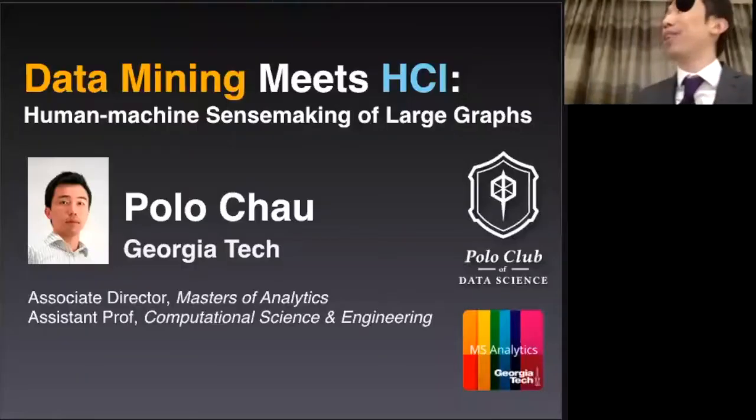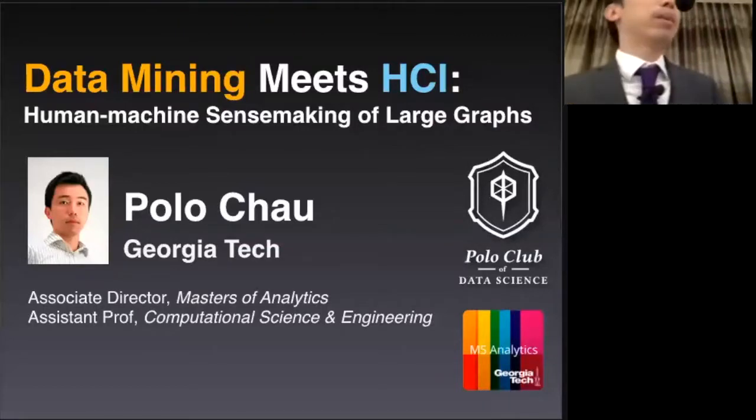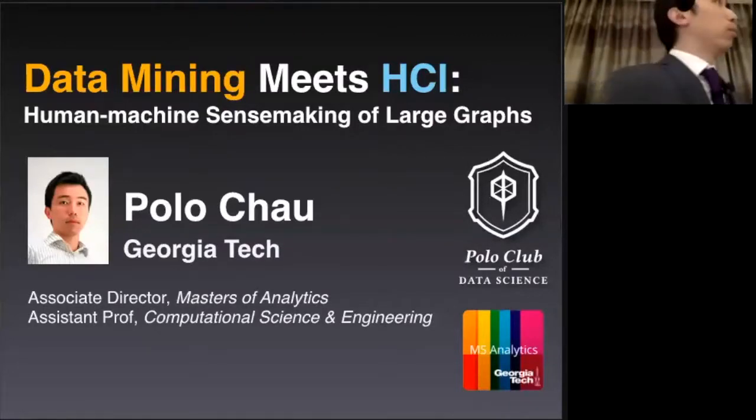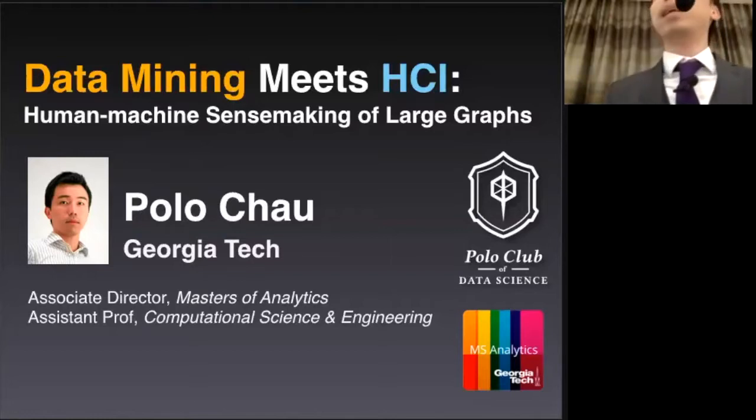So I'm an academic. I'm an assistant professor at Georgia Tech. Today I'm going to talk about research that we're doing in my group, combining data mining and human-computer interaction techniques to help people make sense of large graphs. The work you're going to see was done by a PhD student at the top, a master's student on your right and on your left, and an undergraduate student on your right.